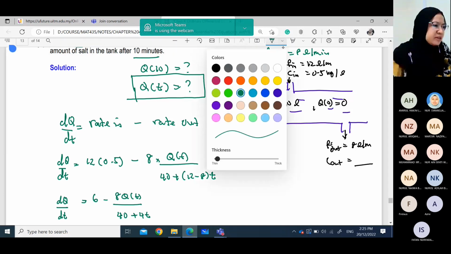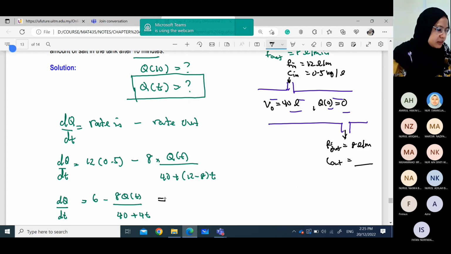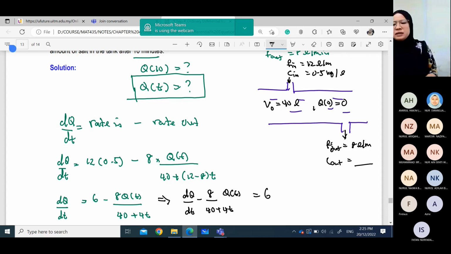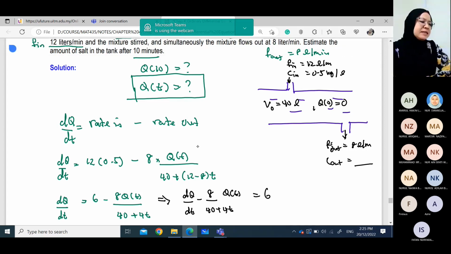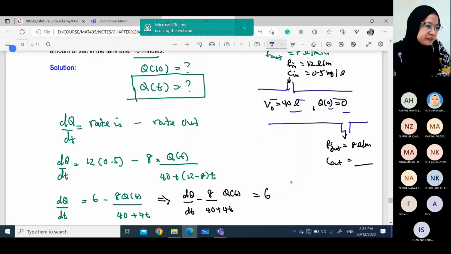Alright, so next, based on this equation, we also can write it as dq/dt minus 8 over 4t plus 4t q of t equivalent with 6. So mana yang tak perasan, actually this one is a linear differential equation. So yang ni adalah linear differential equation.